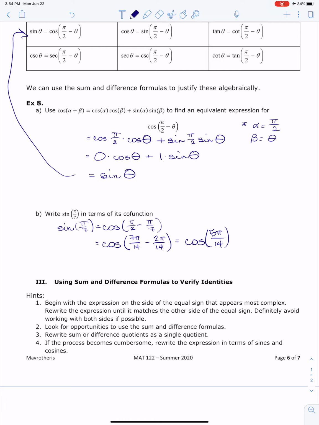Two, look for opportunities to use sum and difference formulas now that you know them. Make sure that we can rewrite sum or difference quotients as a single quotient. We want to combine those fractions. And if the process becomes too cumbersome, we're going to do something here that I typically start with. We're going to rewrite in terms of sines and cosines, break it down to the basic pieces and go from there. And so this is it for page 6, on to page 7.